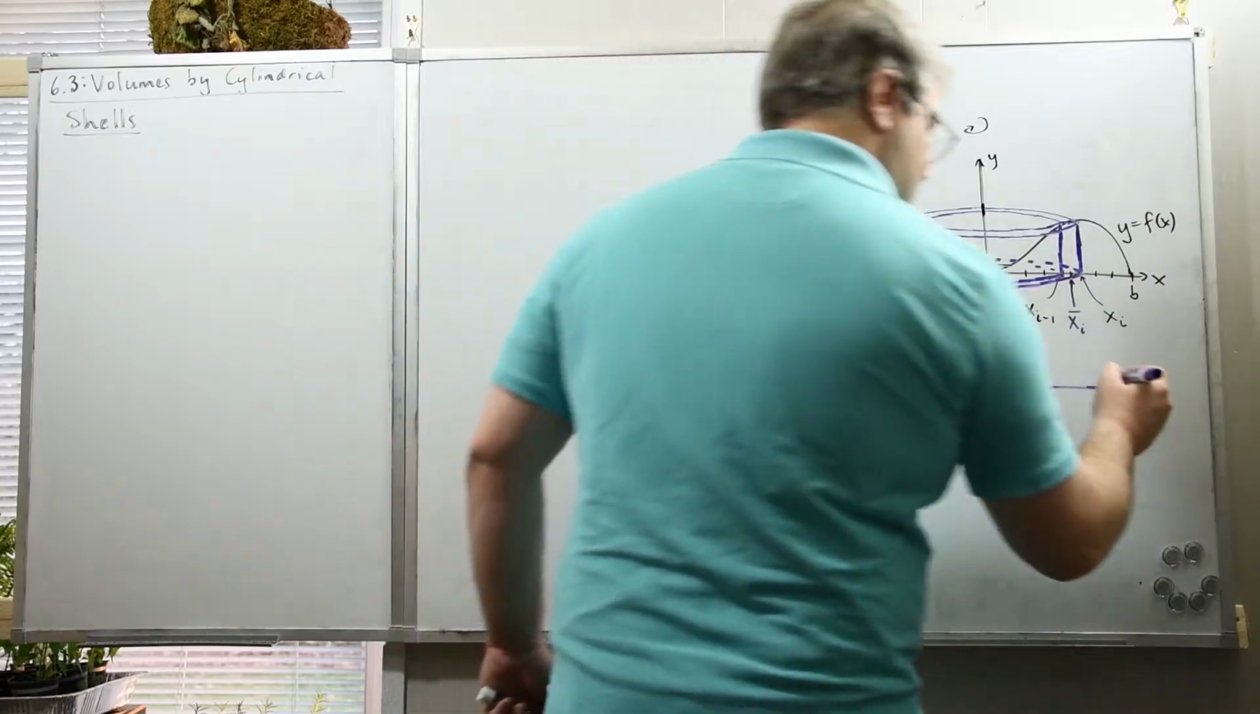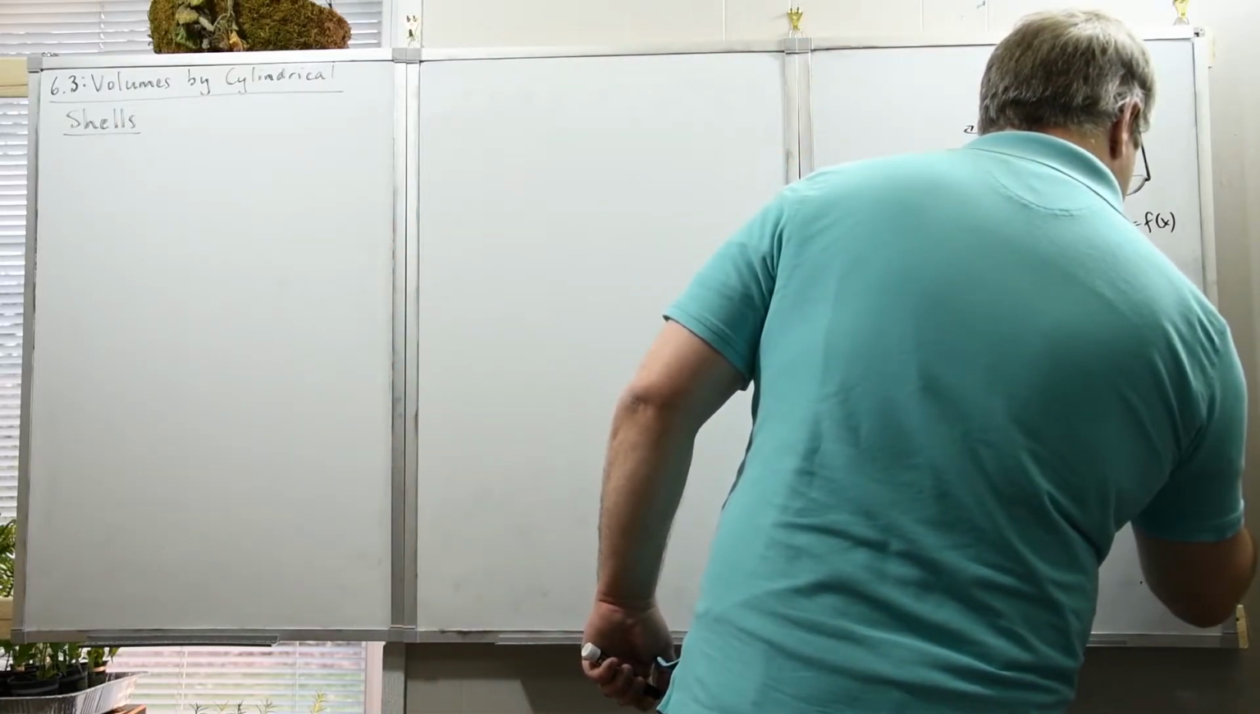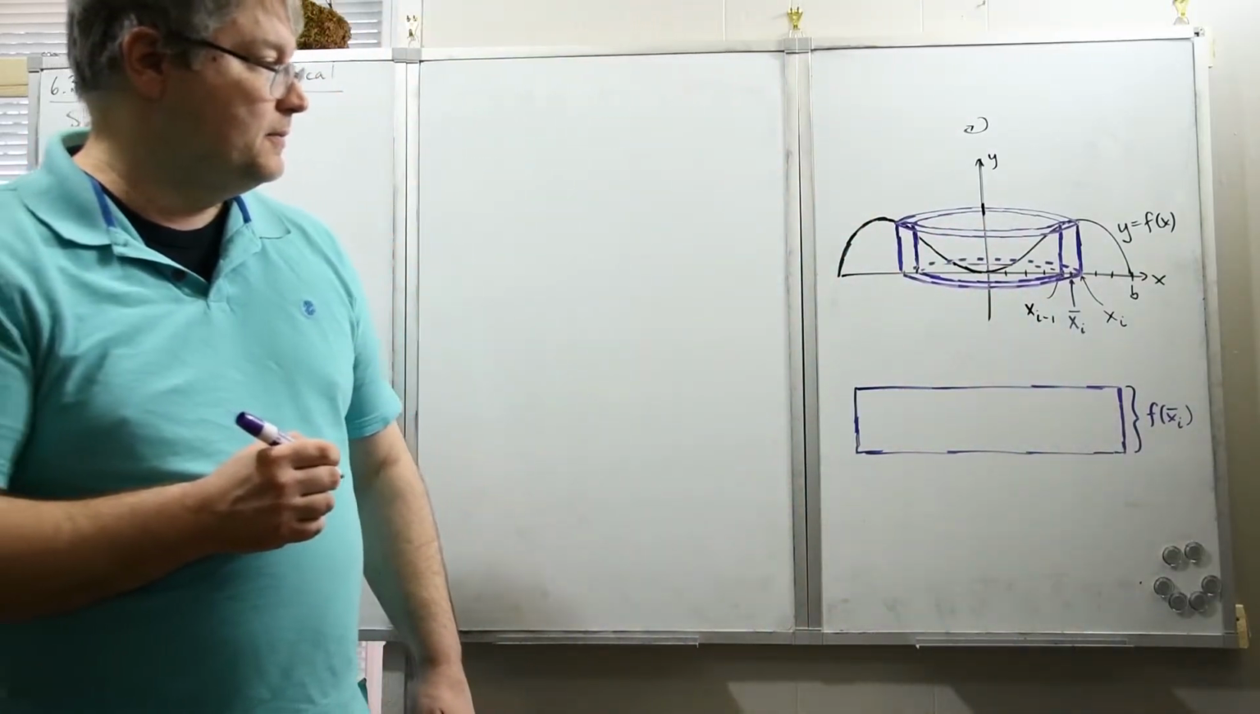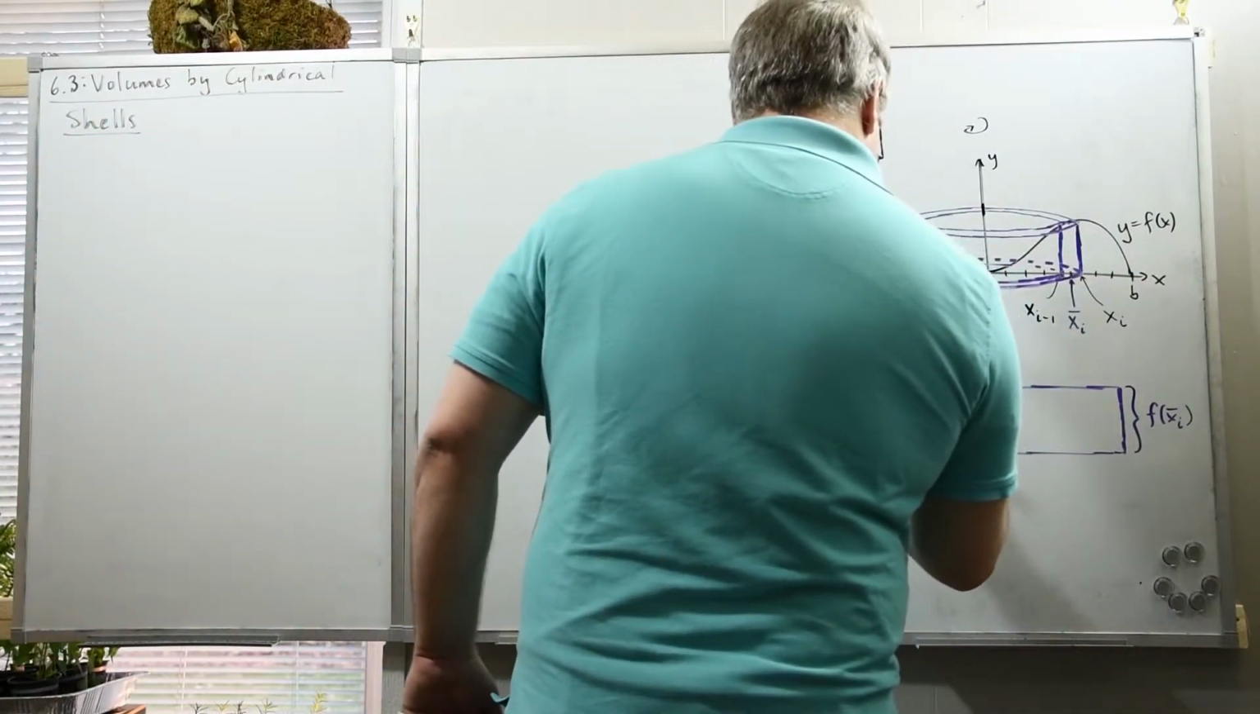The height is going to be f of x sub i bar. There's going to be a certain thickness as well.